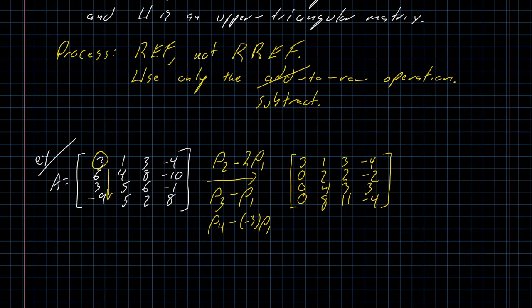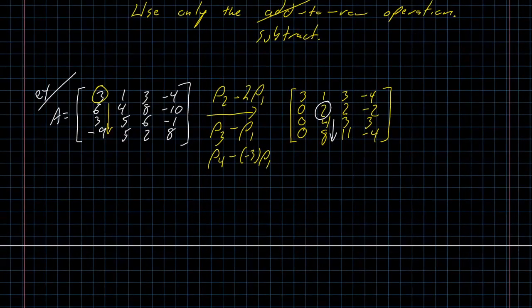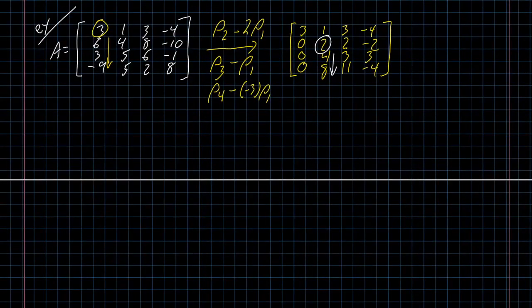Then I go to the second row. Second row, second column is a 2. I'm not worried about what's above the 2 because I'm going for row echelon form, not reduced row echelon form. And I'm going to just do the subtraction down the rest of that row. So we're going to have row 3 minus 2 times row 2, it looks like, and row 4 minus 4 times row 2.